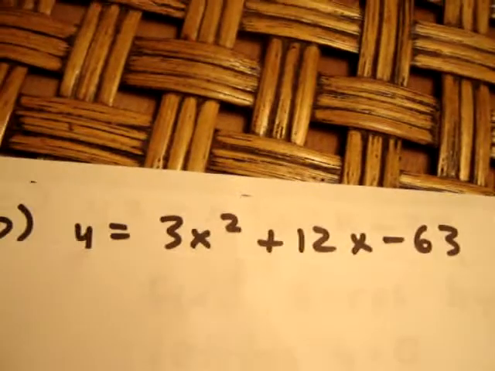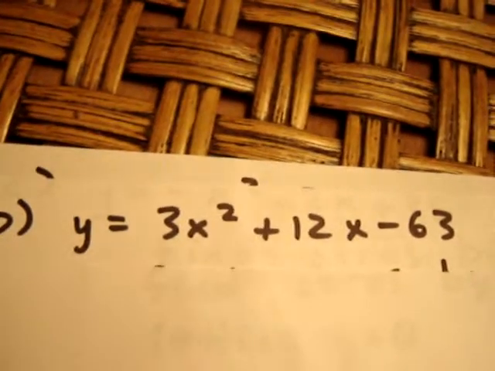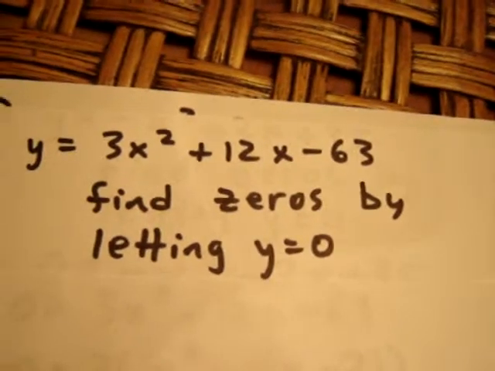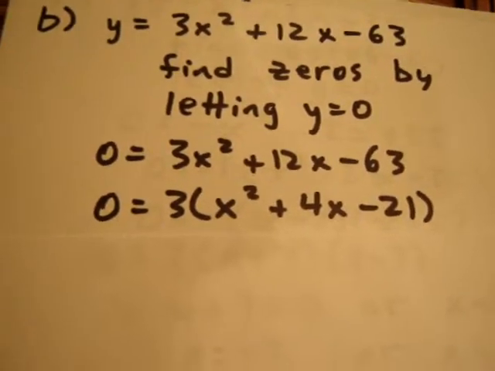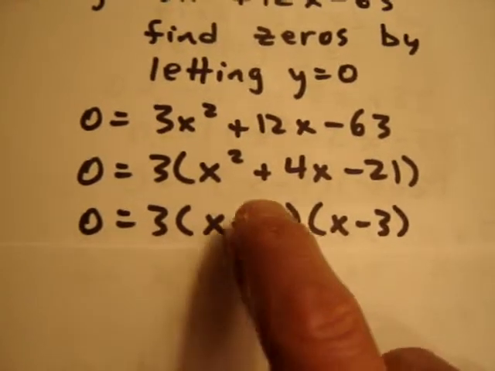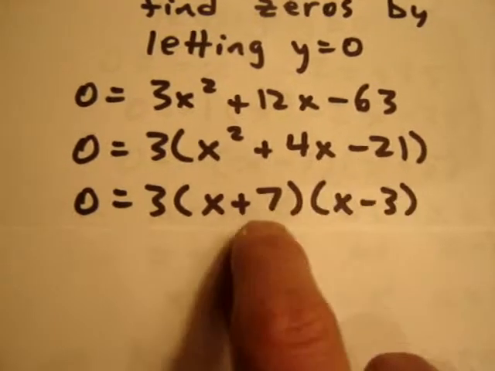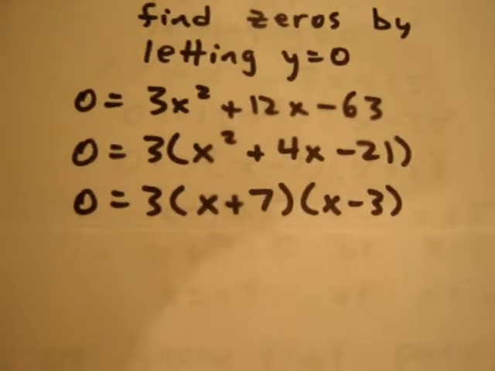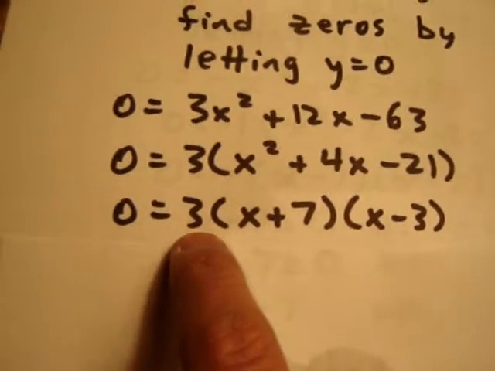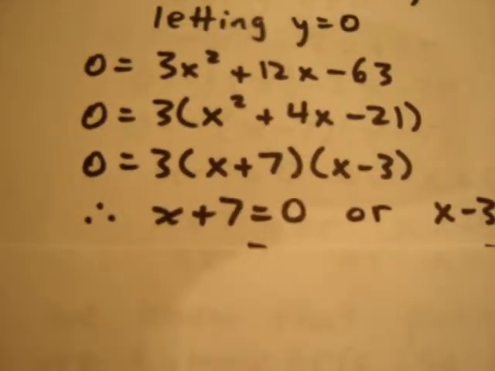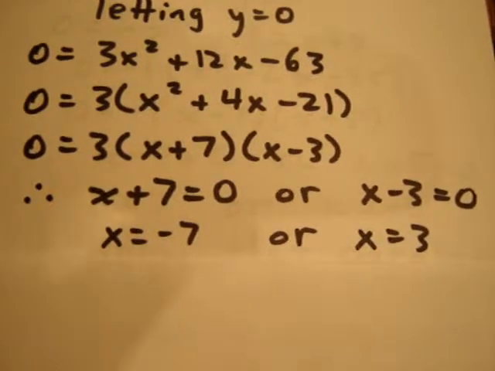y equals 3x squared plus 12x minus 63. Well, we want to first find the zeros, so we let y equal 0, and then we factor. The two numbers with a sum of 4 and a product of negative 21 are positive 7 and negative 3. Now to find our zeros, we know that one of these three factors equals 0. Since 3 cannot equal 0, that means either x plus 7 is 0 or x minus 3 is 0, which means x is negative 7 or x is 3.